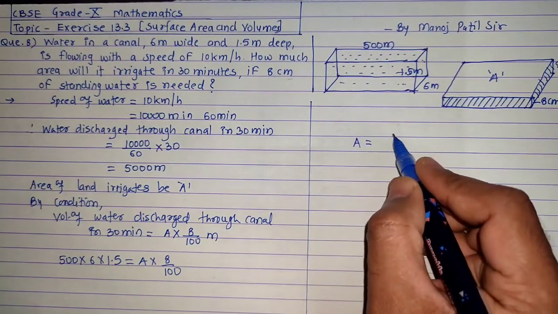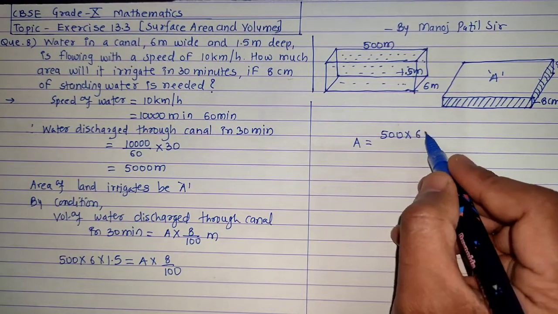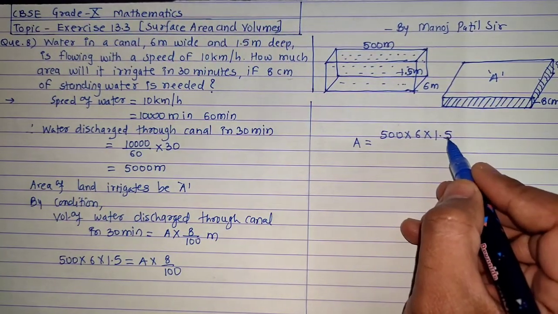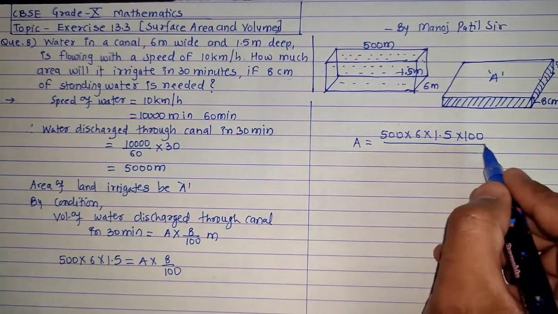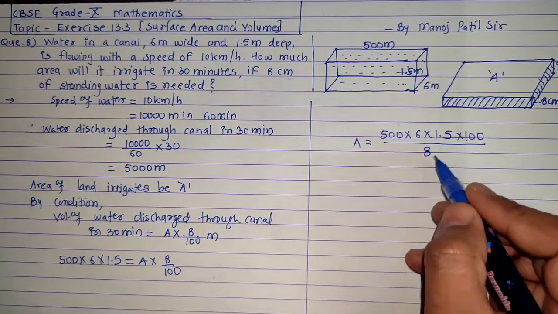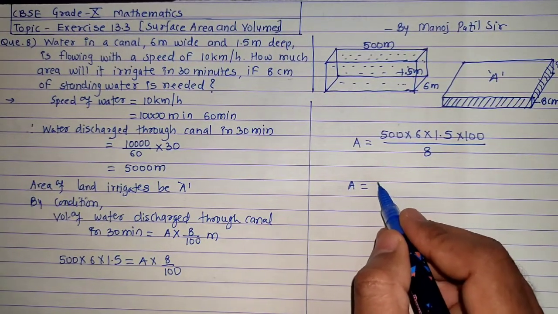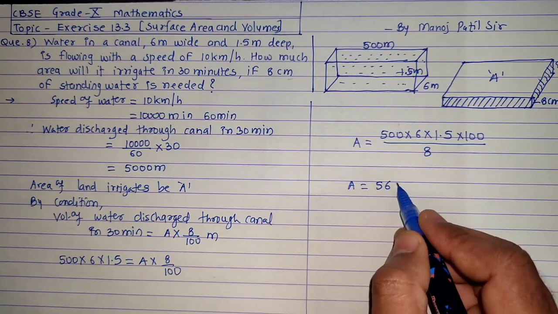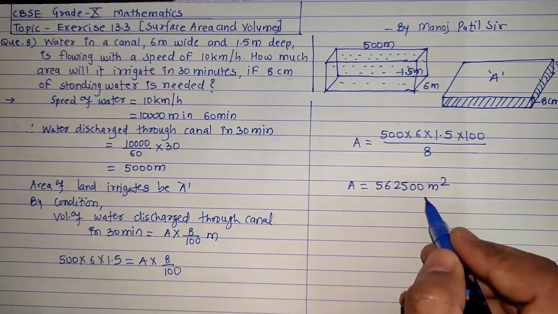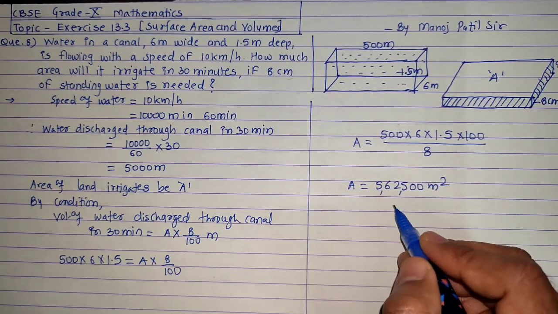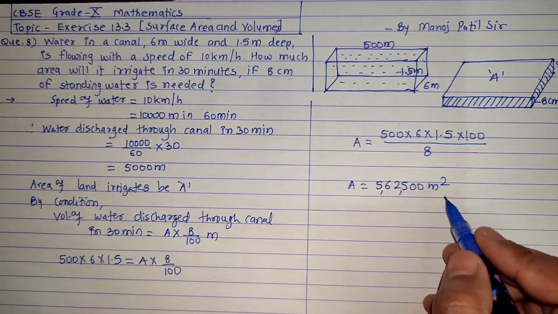So solving this, we will transpose this one first. A, the area, is equal to 5,000 multiplied by 6 multiplied by 1.5 multiplied by 100 upon 8. Solving this, we will get the answer, that is 5,62,500 meter square. This much will be the area of land irrigated.